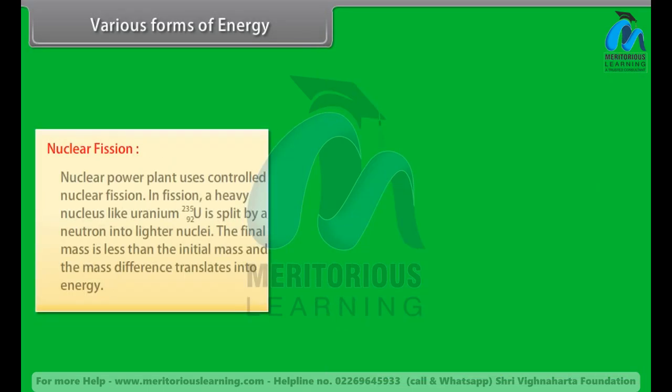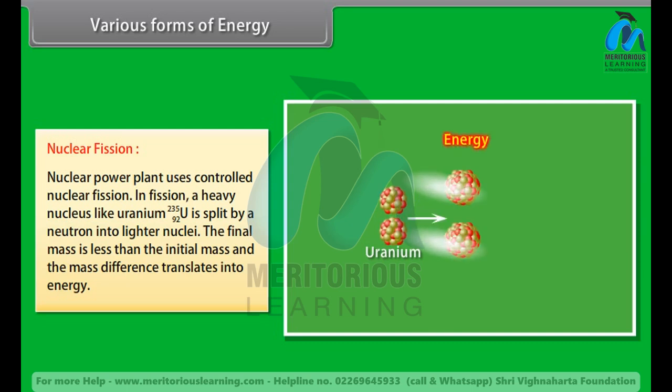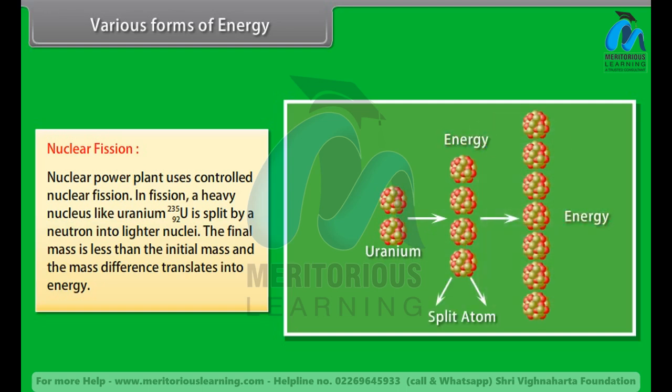Nuclear fission. A nuclear power plant uses controlled nuclear fission. In fission, a heavy nucleus like uranium-235 (92) is split by a neutron into lighter nuclei. The final mass is less than the initial mass and the mass difference translates into energy.